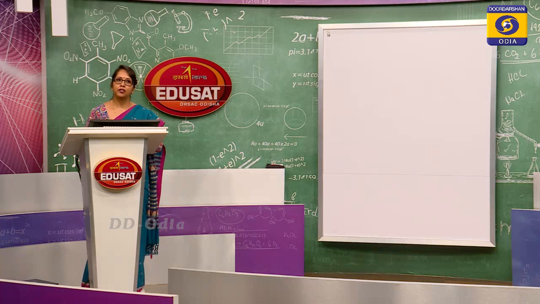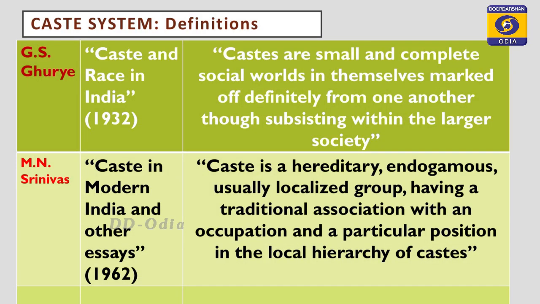So, we learned about Ghurye's definition of caste, how he defines the self-sufficient nature of the caste system. It defines each caste group or subcaste group as a complete world. Next, we shall discuss the definition of M.N. Srinivas. In his book Caste in Modern India and Other Essays, published in 1962, he has defined the caste system, which is very interesting and also very pragmatic in one way.